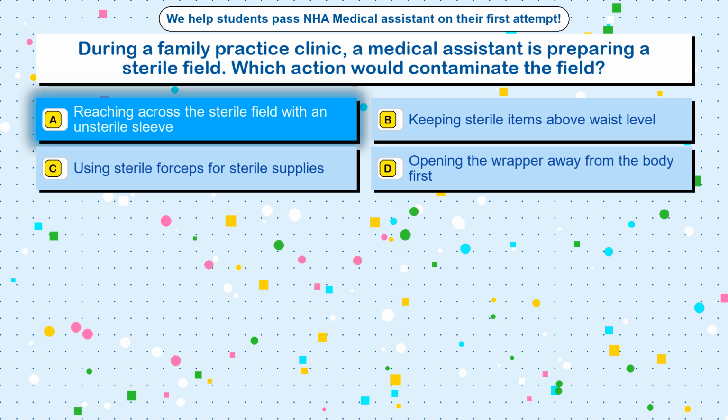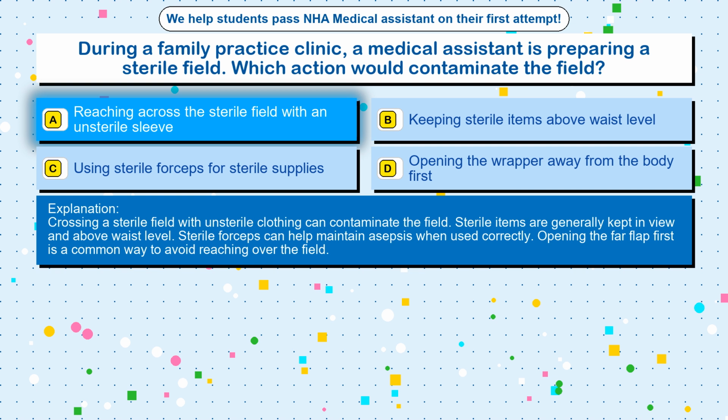The correct answer is option A. Reaching across the sterile field with an unsterile sleeve. Crossing a sterile field with unsterile clothing can contaminate the field. Sterile items are generally kept in view and above waist level. Sterile forceps can help maintain asepsis when used correctly. Opening the far flap first is a common way to avoid reaching over the field.